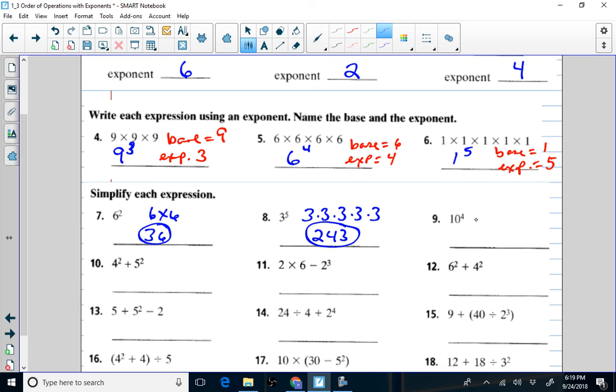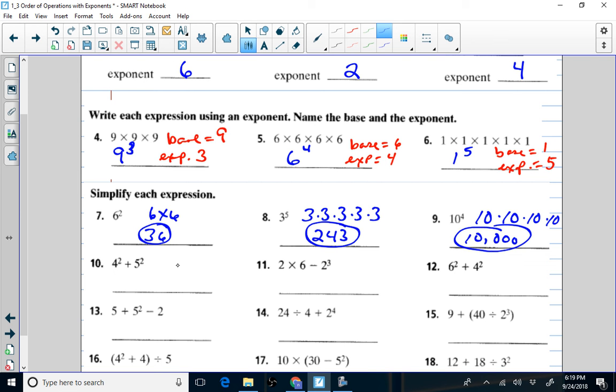10 to the 4th power. I want to write the power as a product of its factors. That's 10 times 10 times 10 times 10. I multiply. 10 times 10 is 100, times 10 is 1,000, times 10 would be 10,000.